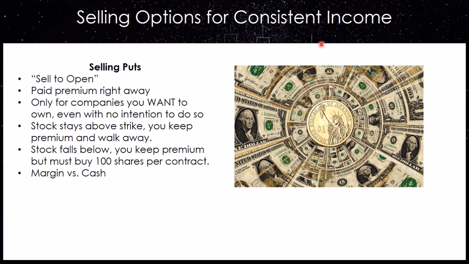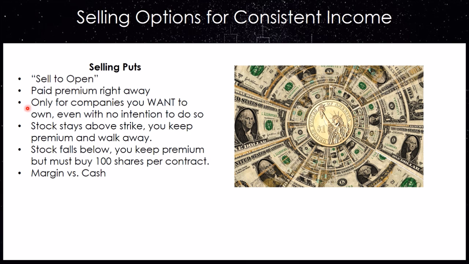But here's another one, selling options. The vast majority of options expire worthless, so that is a point in favor of selling those options, because those option sellers earn the premium and walk away because the vast majority expire worthless. So when you're selling puts, you choose sell to open, and you're essentially paid that premium right away. It goes right into your account, which is very enticing, but obviously there are scenarios where it doesn't go in your favor, and that's why it's important to be selling puts only for companies that you want to own.